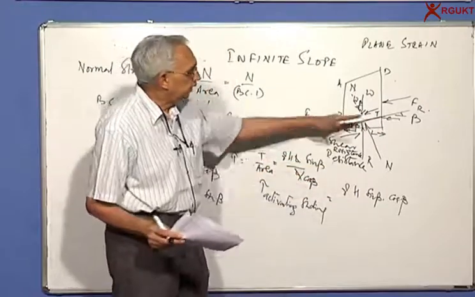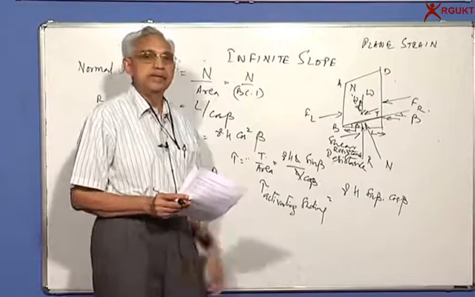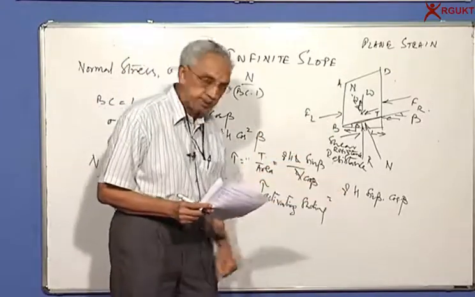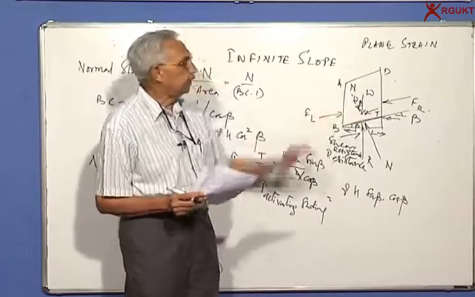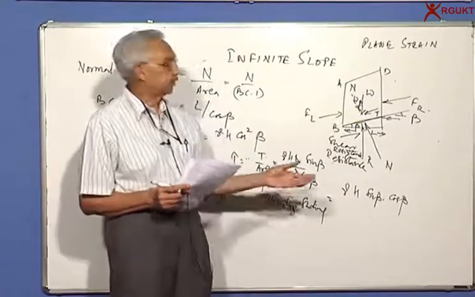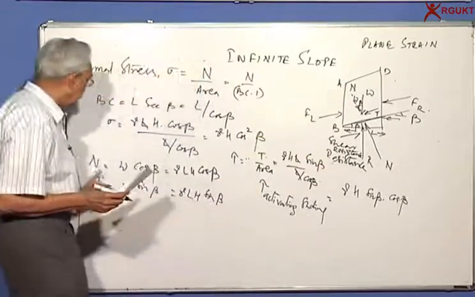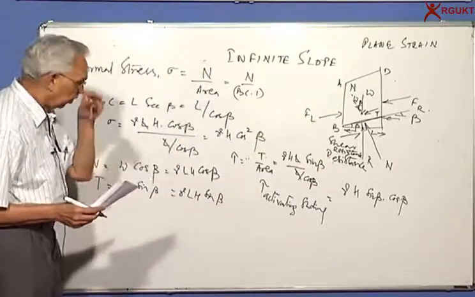Please remember, T is parallel to the surface and BC is the plane. So force by area gives me the stress. And since this is parallel to the surface, it's a shear stress. Whereas N is normal, so we call it normal stress. So we have sigma and tau.